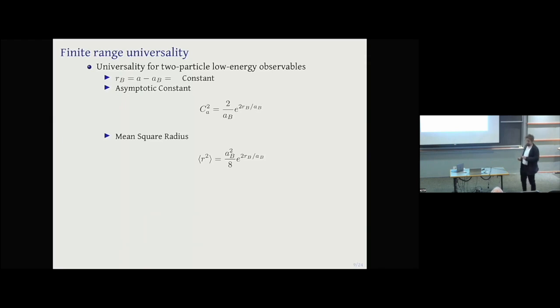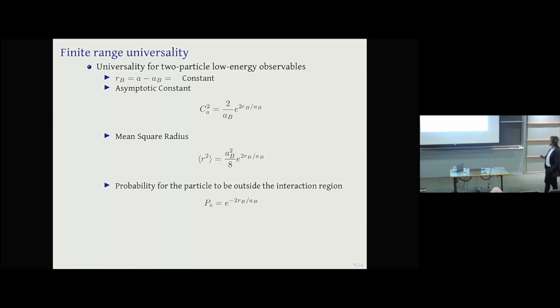You can play the same game for the mean square radius. It's the same. And as you see, you can recover the zero range limit just putting RB equal 0. In that case, A equal AB. And this is 1, 1, and these are just the prediction of a zero range theory. But this kind of universal scaling function is nothing else than the inverse of the probability of the particle to be outside the interaction region.